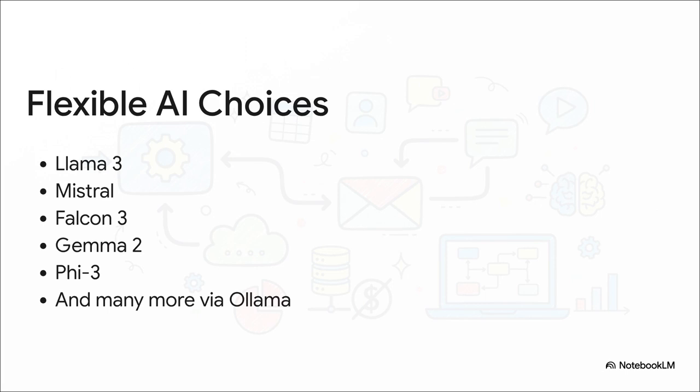And true to its open source spirit, you have an incredible amount of choice here. n8n supports a whole bunch of powerful open source AI models like Llama 3 and Mistral. And its integration with Ollama means you can run tons of these models right on your own hardware, which is just fantastic.